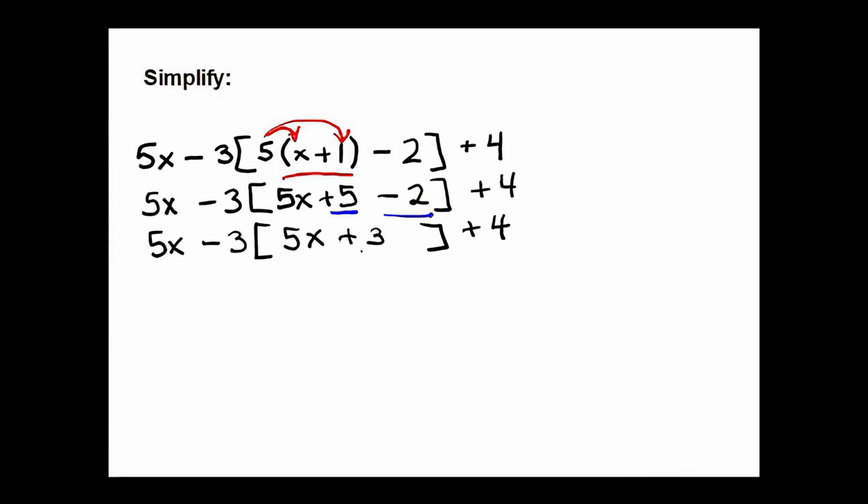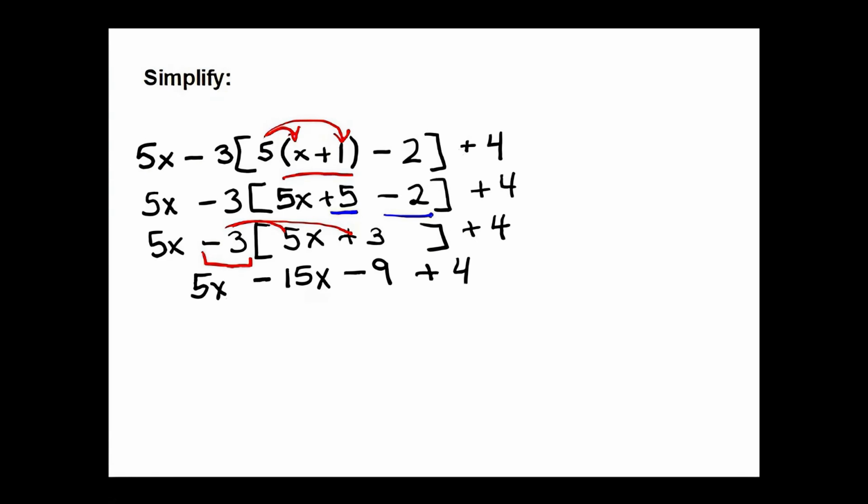Now we'll look back in the bracket. Everything's simplified, so we're ready to distribute again. We'll distribute the -3. Make sure you include the sign. So -3 times 5x will give us a -15x. -3 times 3 will give us a -9. Bracket comes off. Bring down the rest.